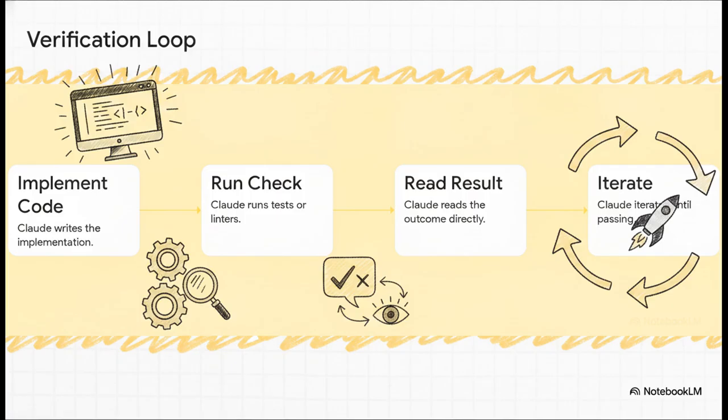To solve this, we use a very concrete four-step workflow. 1, Claude implements the code. 2, Claude automatically runs a check. This could be a test suite, a build command, a linter, or even a visual screenshot comparison. 3, Claude reads that result directly in the conversation. 4, it iterates autonomously until passing. This closed-loop system is the magic key. It's the concrete evidence that lets you confidently step away from the keyboard and let the agent work completely unattended.